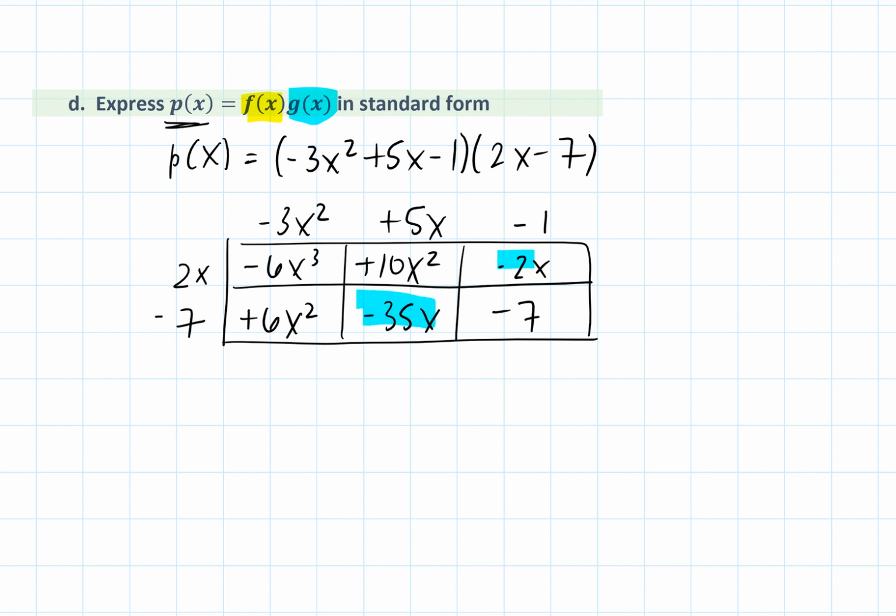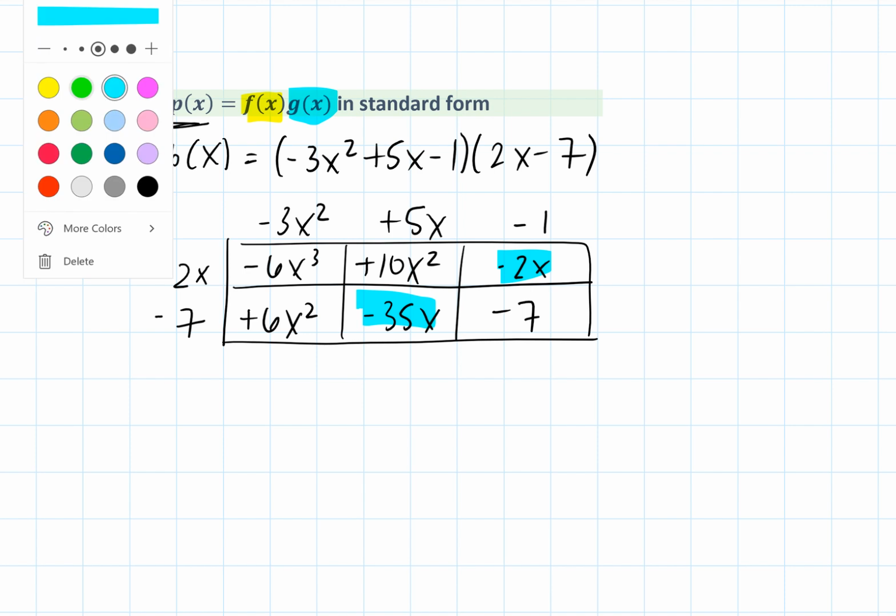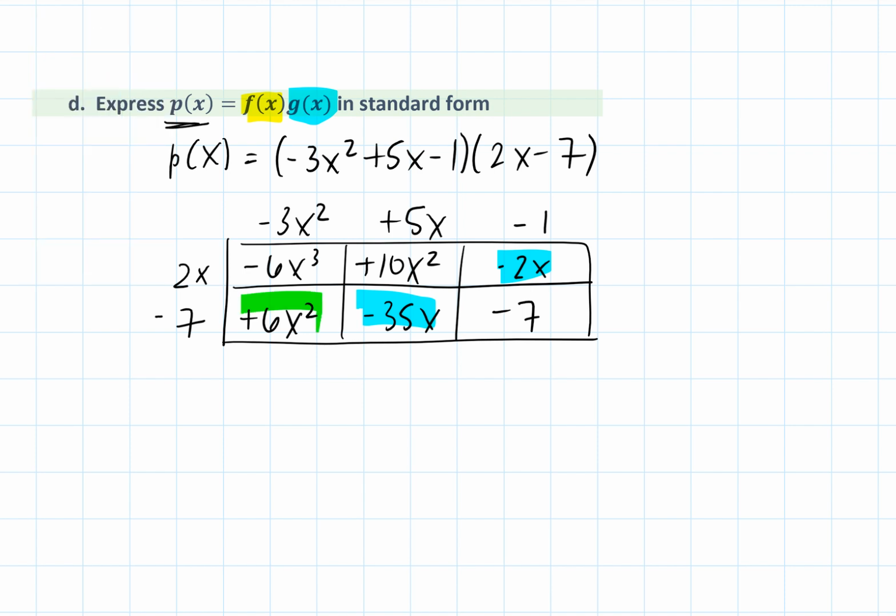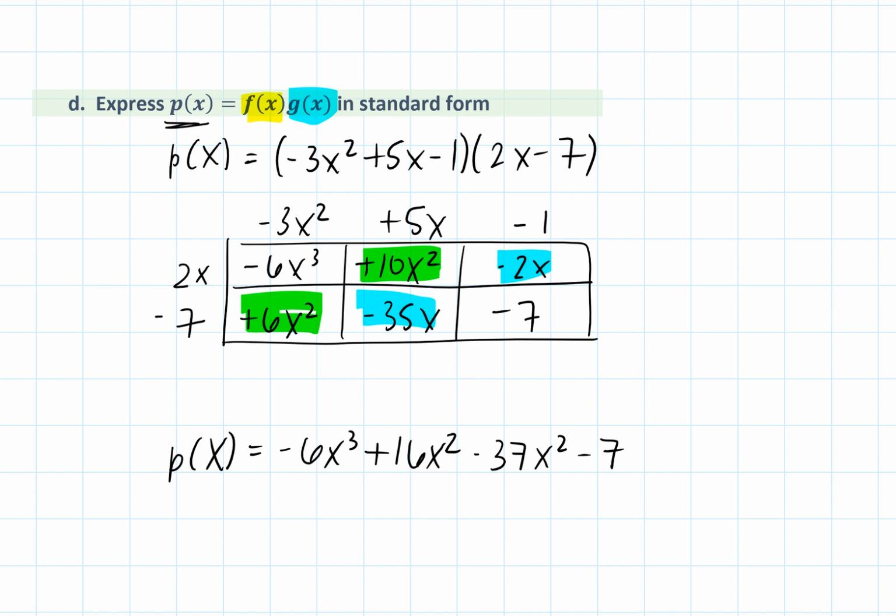Ooh, I've got some x's I can combine. And I've got some x squareds I can combine. So combining my like terms, I have p of x, my product, the new function, is negative 6x cubed plus 16x squared, and putting these in descending order of power of x so that my function is written in standard form.